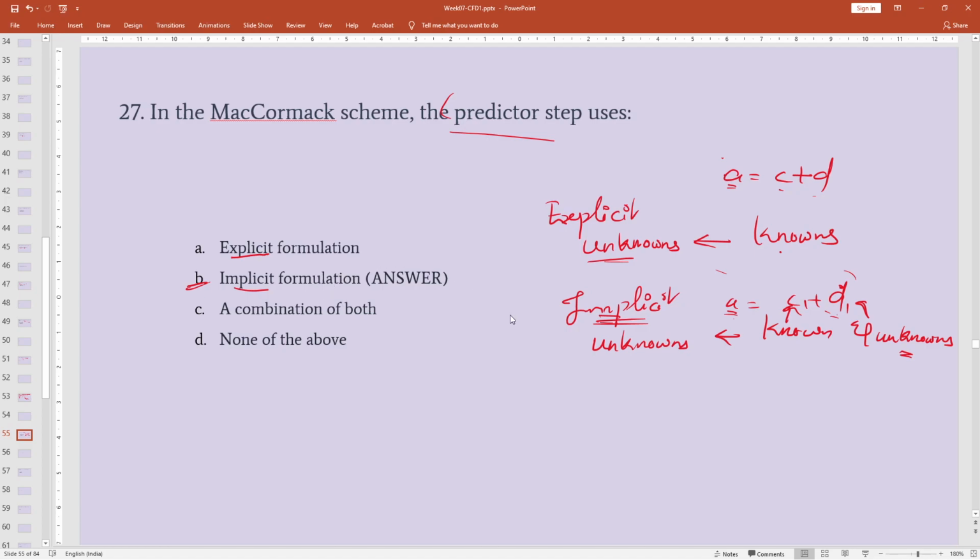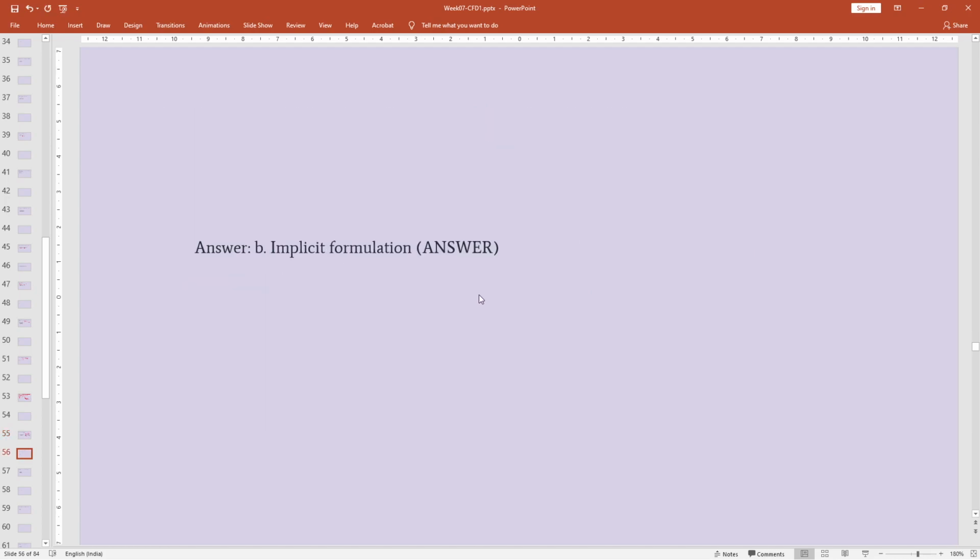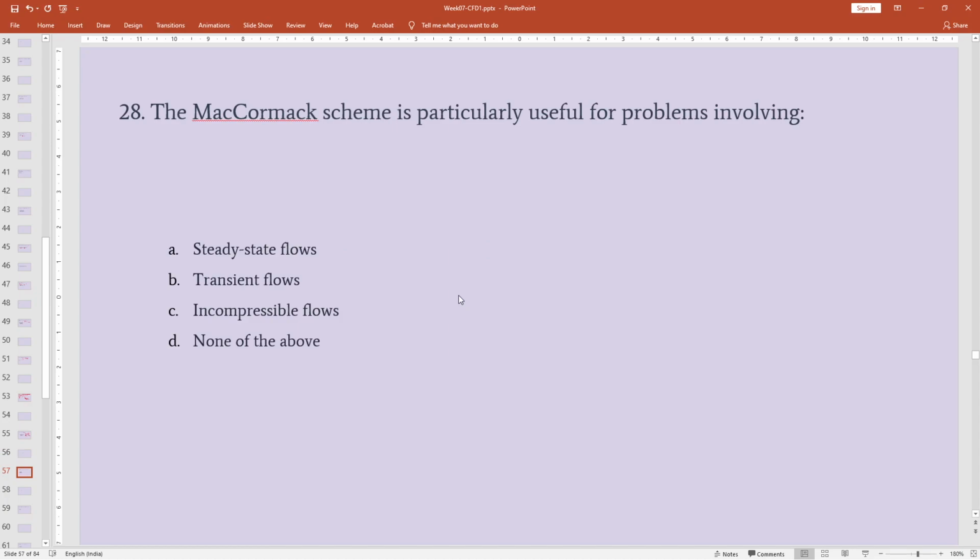Or mostly, that's why it's called a predictor step. But if you ask me, yes, there are known values there, but that doesn't mean it's a combination of both. It's mostly a predictor, that is a prediction step. It's an implicit formulation. Option B. This is C. Moving on to the next question.